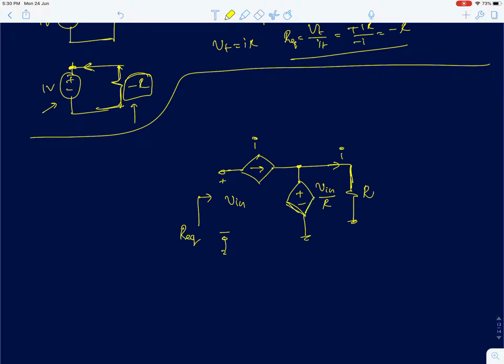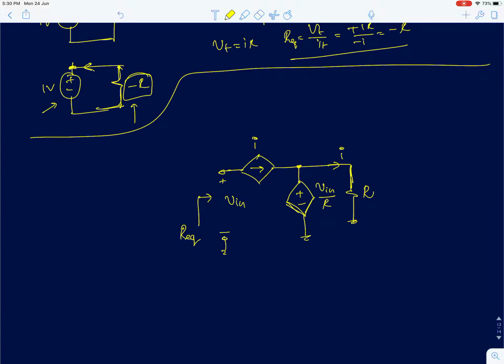So you need to find equivalent resistance at this point. If you have been seeing what I've done so far in the analysis, whenever there was an independent source, I made the independent sources 0, but dependent sources I've retained as they are, and then did the analysis to find the equivalent resistances.